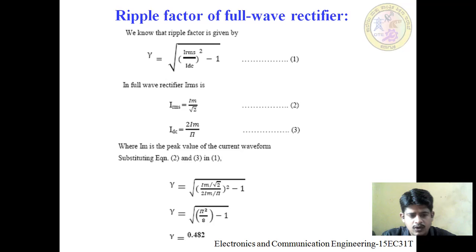Do you remember the ripple factor of a half wave rectifier? It is 1.21, which is much more than that of the full wave rectifier. So it shows that we have much less ripple in the full wave rectifier output. This is the biggest advantage of the full wave rectifier compared to the half wave rectifier. Just go through this derivation, then we'll move on to the next topic.